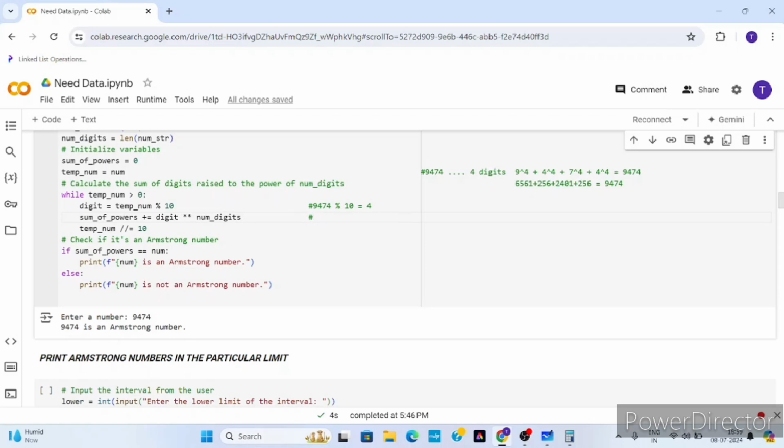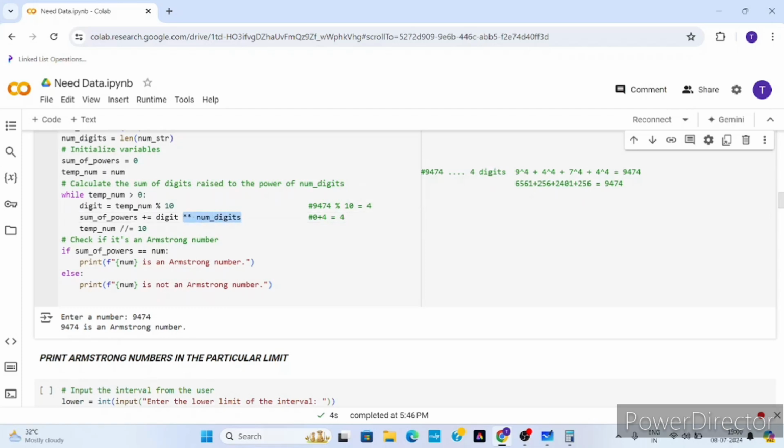To find that, I'm going to use the len function. To use this len function, the integer data type is not supported for the length. So I'm just converting this number into a string, and then I'm going to use it for the len function. This len function will calculate the total length of the value.